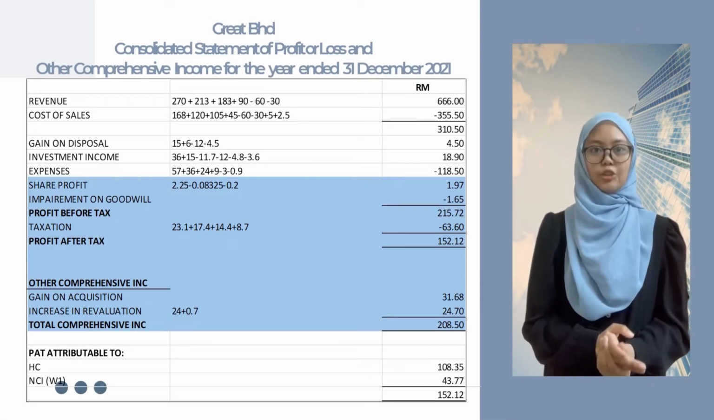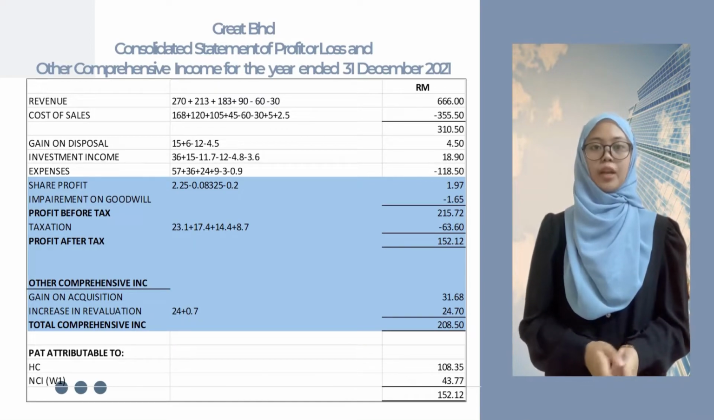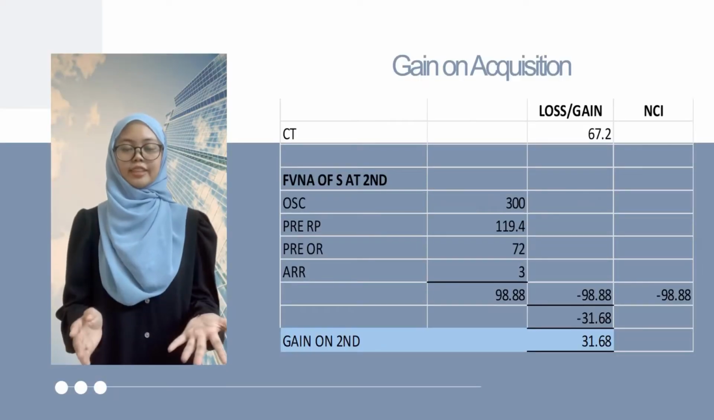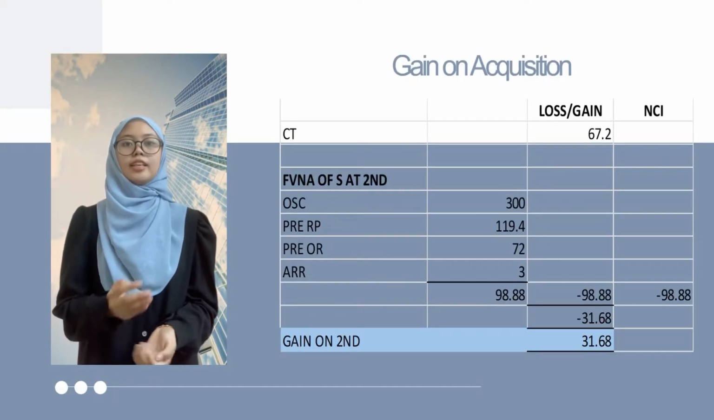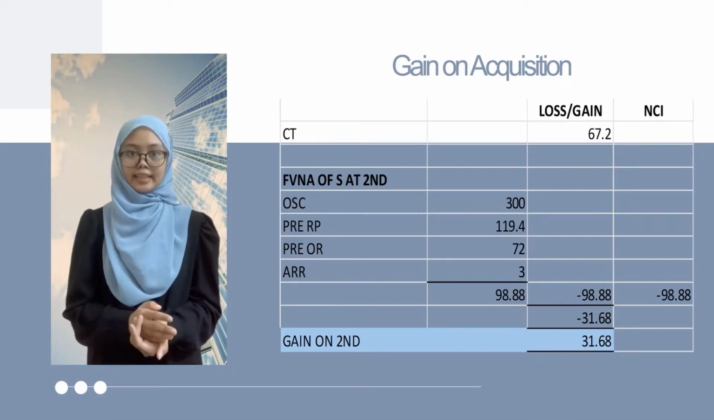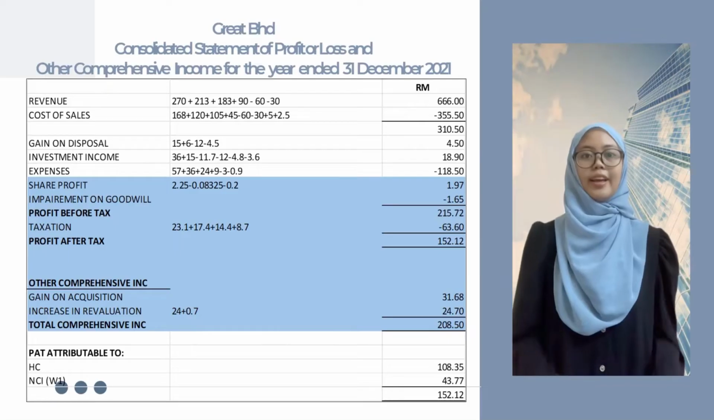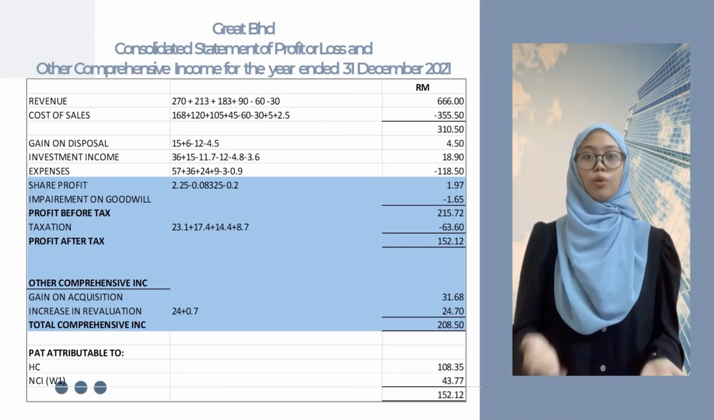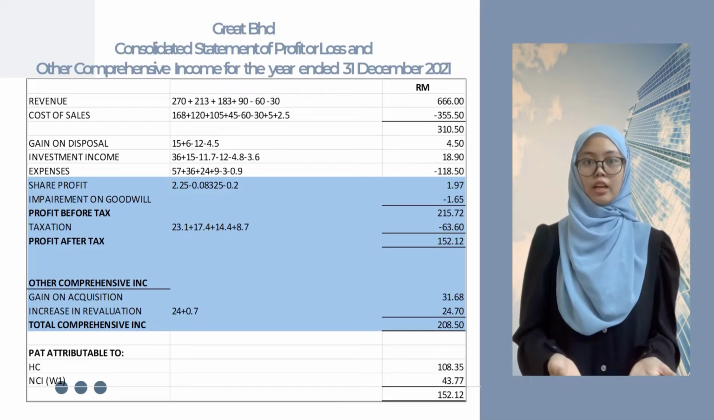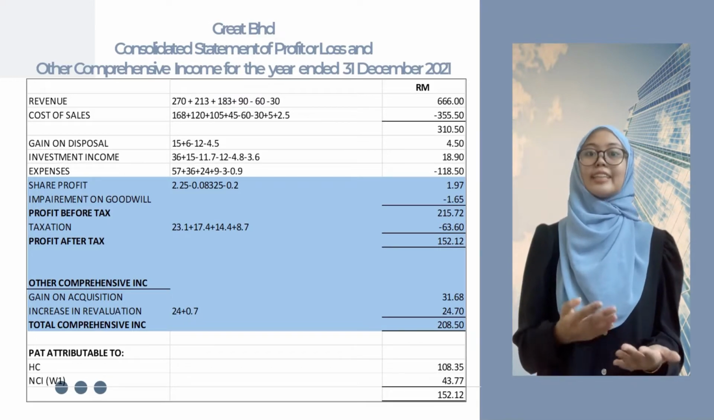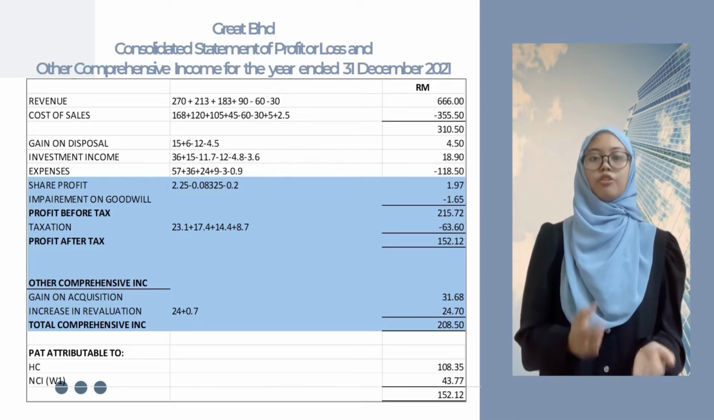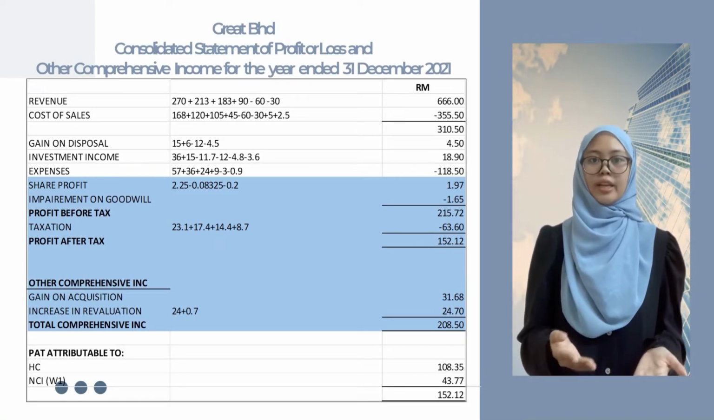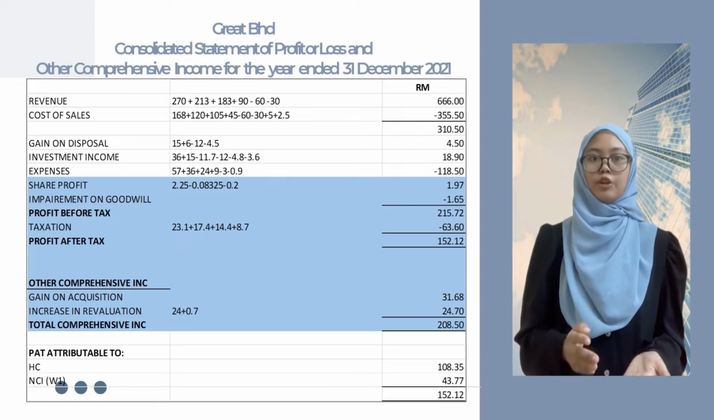Now, let's take a look at the other comprehensive income. The first element that we have is gain on acquisition. This figure, 31.68 million, is obtained from calculation of gain on second acquisition of Excel Berhad. Next, increase in revaluation is 24.7 million, which resulted from adjustment of 700,000 of revaluation at the end of the year of Good Berhad's freehold land. Thus, the total comprehensive income that we obtain is 208.50 million ringgit Malaysia.